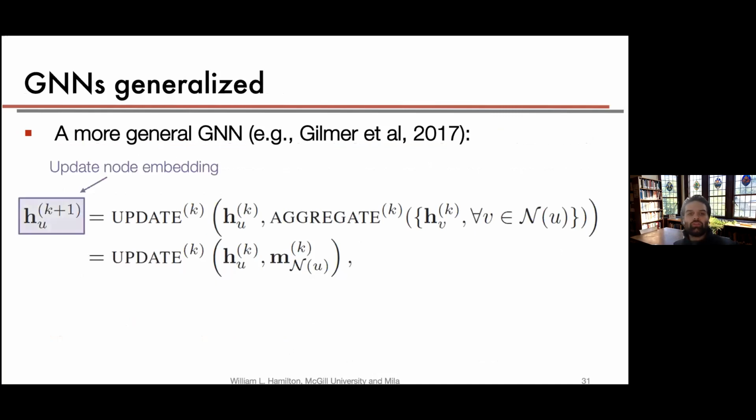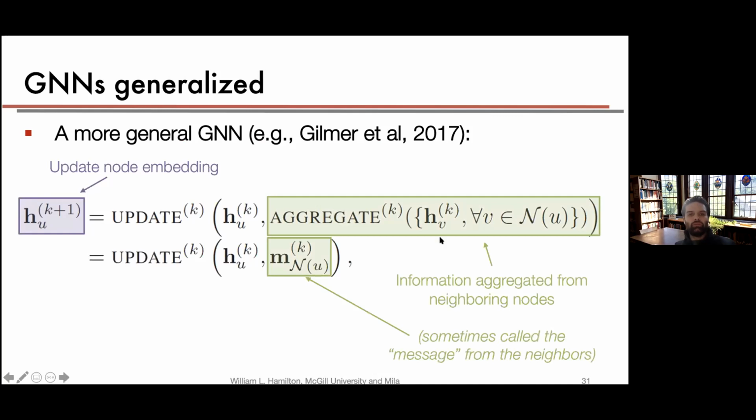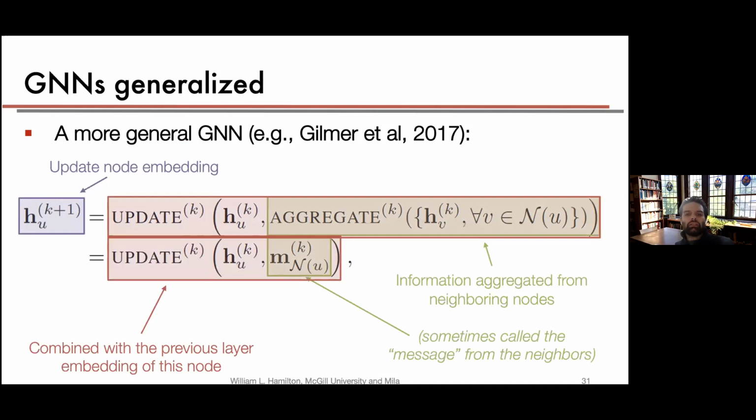So one of the more general ways we can think about GNNs is, instead of having the specific equation I showed earlier for a basic GNN, we can have this generalized message passing idea. So here we're saying that the updated node embedding for a node U depends on information that we're aggregating from this node's neighbors. So we often call this the message that we're aggregating from this node's neighborhoods. And then we're combining this neighborhood message information with the node's previous layer embedding using some kind of update function.